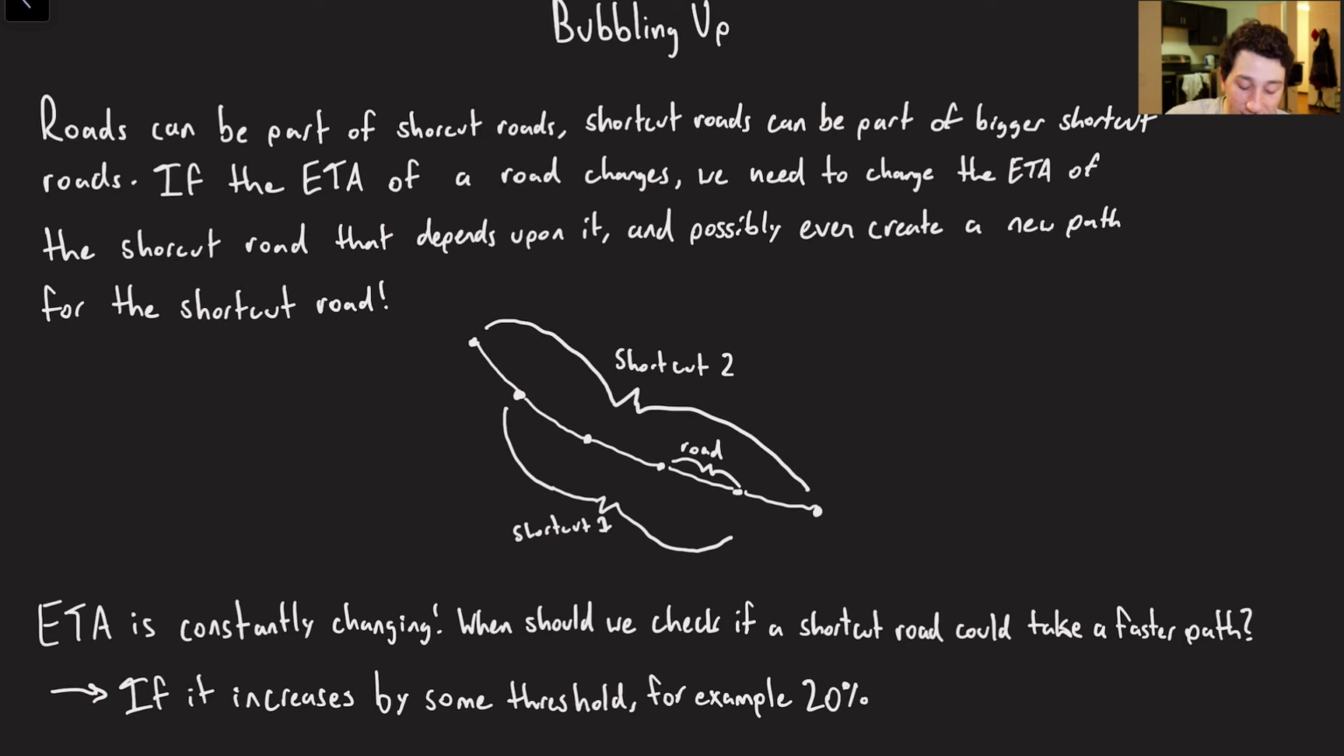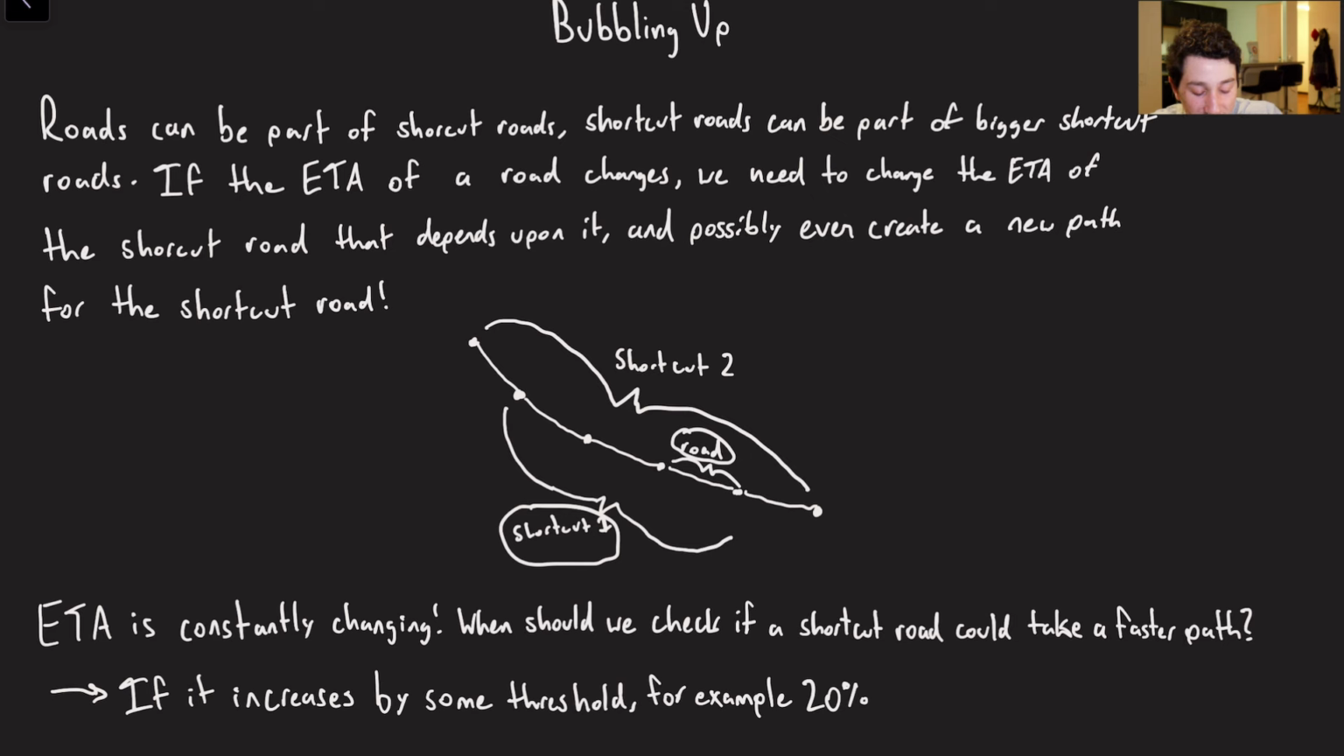Cool. The next aspect of this is going to be the concept of bubbling up, right? So the idea here is that if we have a shortcut road, and the shortcut road is made up of a variety of individual real roads, if one of those real roads all of a sudden gets a ton of traffic on it, we may want to update that shortcut edge because all of a sudden we don't want all of our cars being routed through that traffic. We'd like to route them elsewhere.